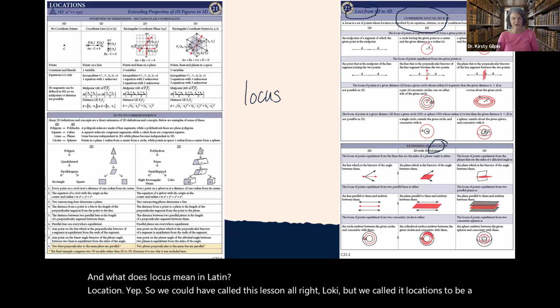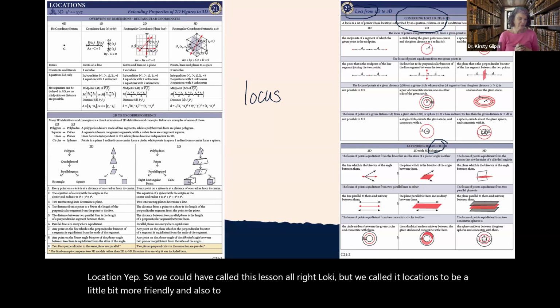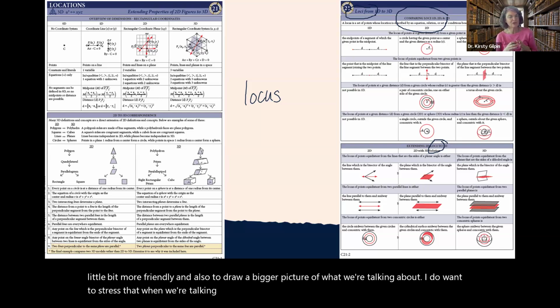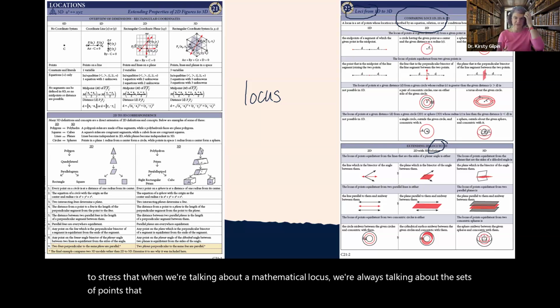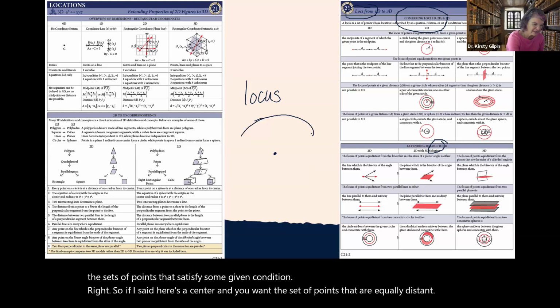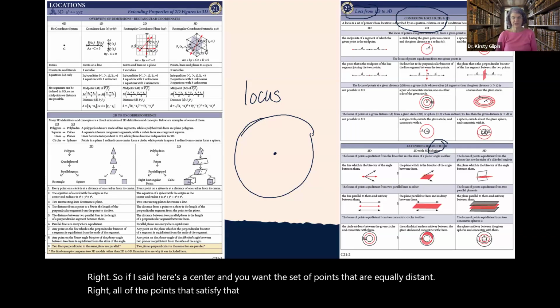and also to draw a bigger picture of what we're talking about. I do want to stress that when we're talking about a mathematical locus, we're always talking about the set of points that satisfy some given condition, right? So if I said, here's a center and you want the set of points that are equally distant, well, all of the points that satisfy that condition make my circle, right? And so the circle is the locus.